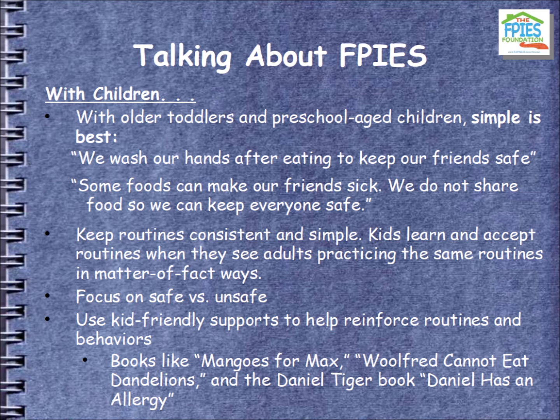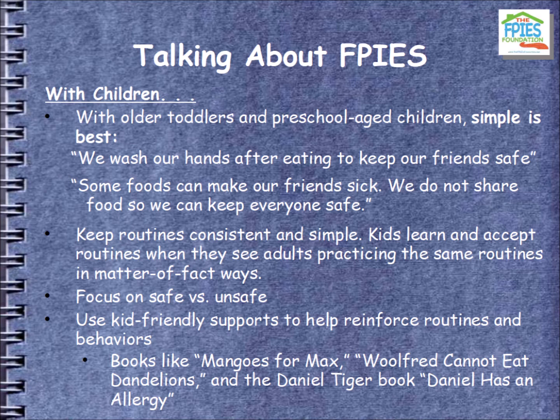So with older toddlers and preschool age children, simple is best. Some examples of statements you might use: We wash our hands after eating to keep our friends safe. Some foods can make our friends sick. We do not share food so we can keep everyone safe. We want to keep our routines consistent and simple. Kids learn and accept routines when they see adults practicing the same routines in very matter-of-fact ways.